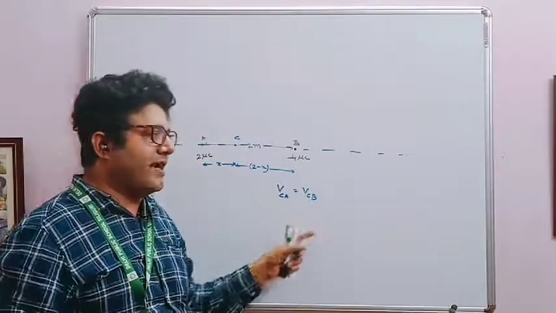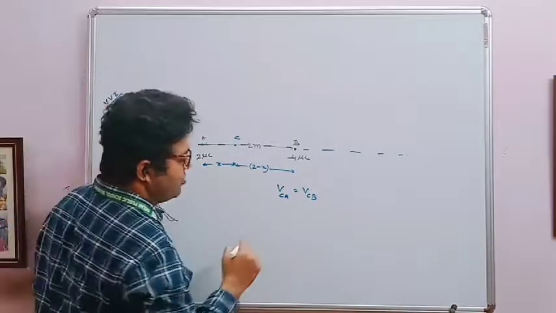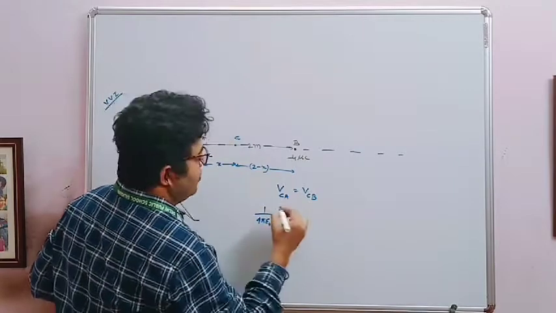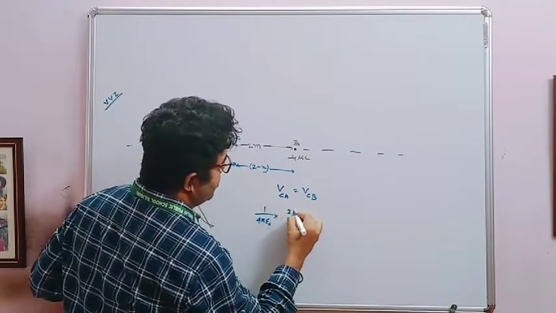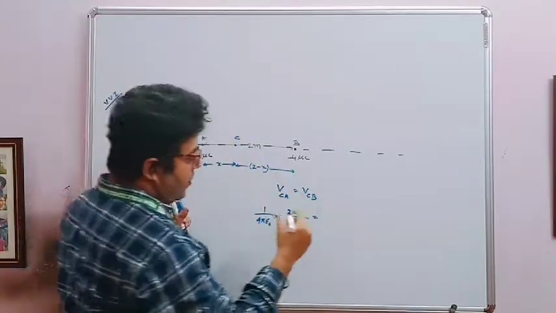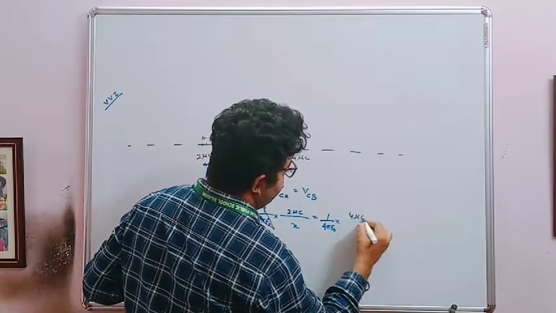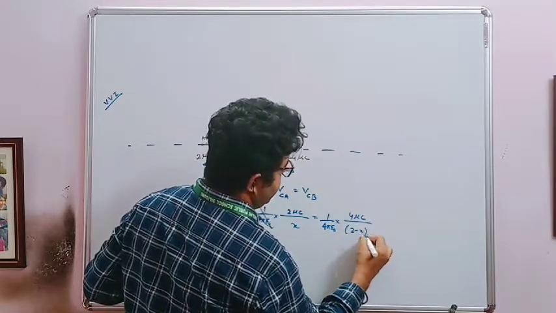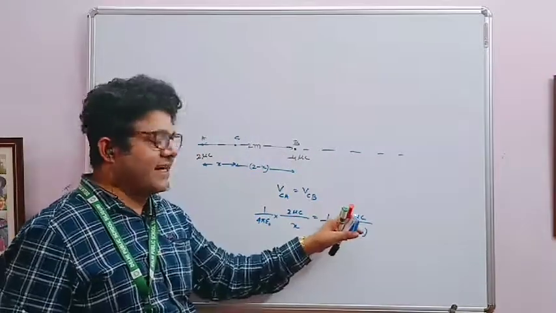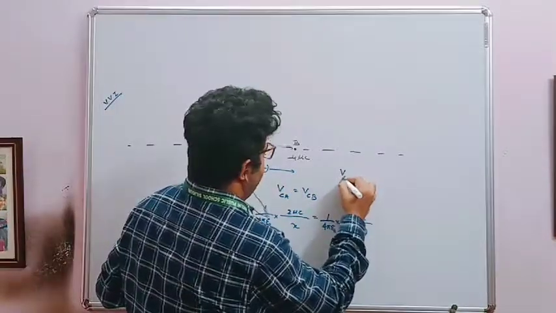So you can just find out their magnitude. Then also it's okay, it's your choice which approach you proceed with. 1 by 4 pi epsilon naught, now for the point C due to A, 2 microcoulomb, the distance is x, and this one is 1 by 4 pi epsilon naught, 4 microcoulomb, 2 minus x. You can equalize them, then you get the answer, and in that case you don't use the negative sign. Otherwise you can solve it that way also.